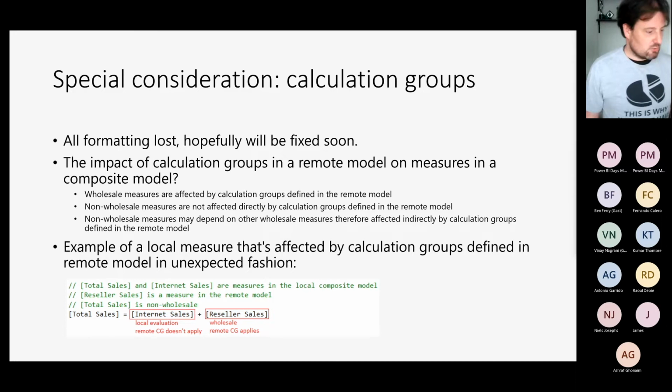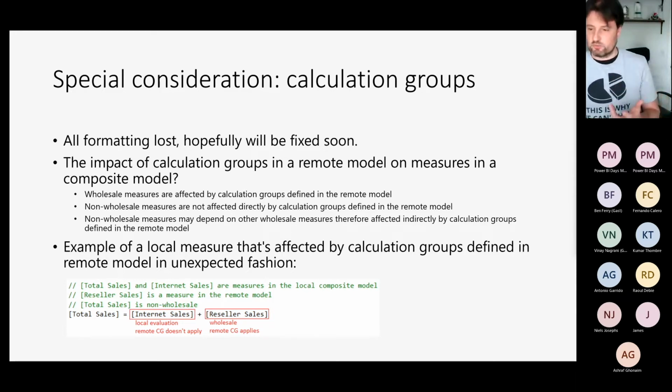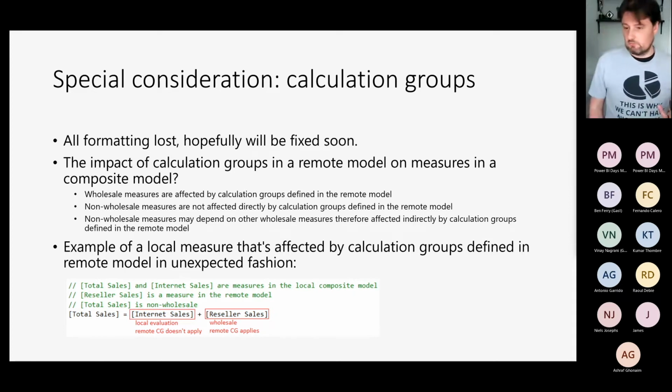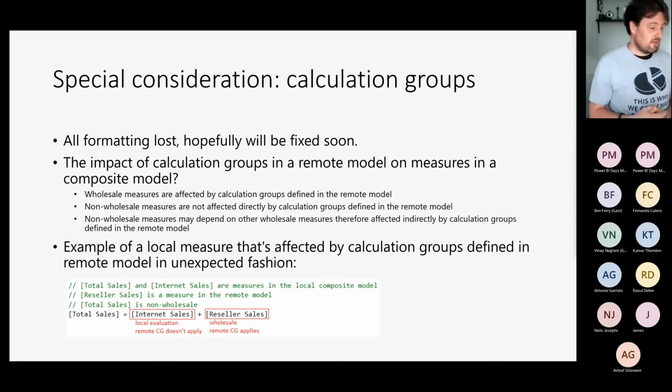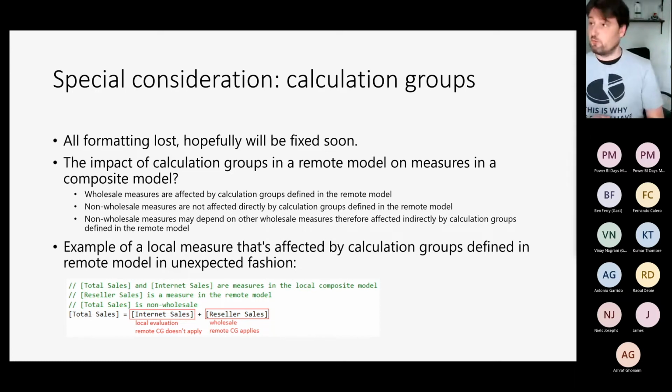So look at the bottom example here, the DAX statement. Here we have a local measure, which is Total Sales, which is very simply Internet Sales plus Reseller Sales. Very simple. Internet Sales itself is a local measure. Reseller Sales is a remote measure. Now, Reseller Sales is remote and only depends on objects from the remote model, so it is wholesaleable.